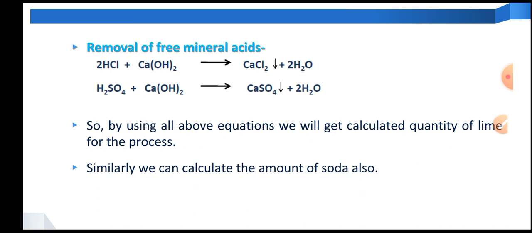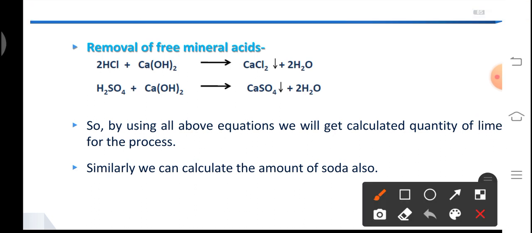Also, we can use lime for the removal of mineral acids. Let's see. If mineral acids such as HCl and H2SO4 are present as impurities, HCl is converted into calcium chloride, whereas H2SO4 is converted into calcium sulfate. So these acids are converted into permanent hard salts, which can again be removed by adding soda.